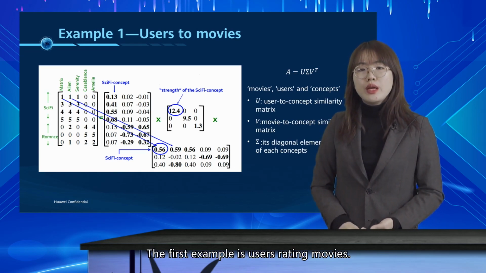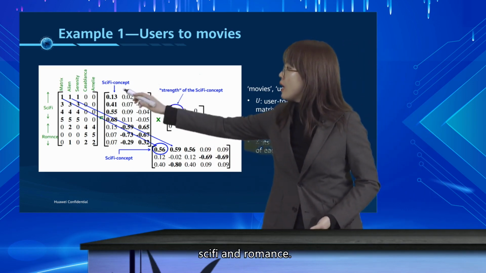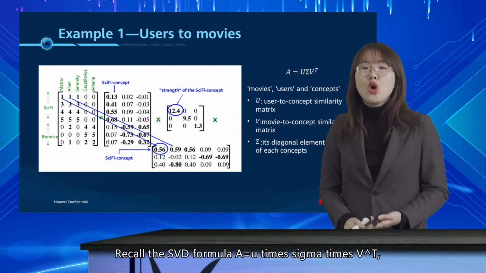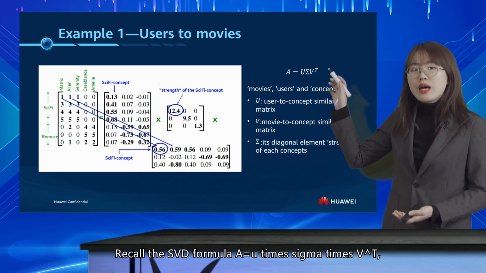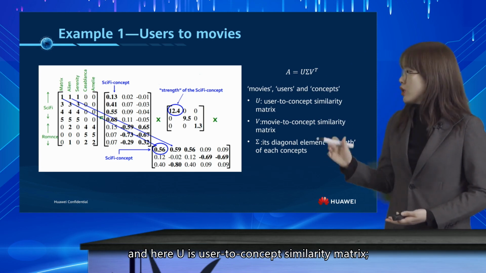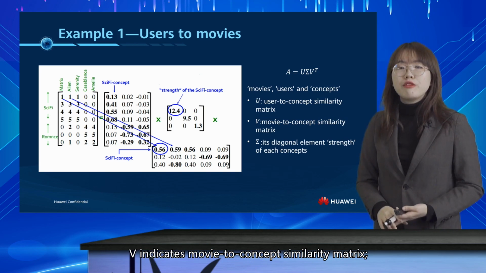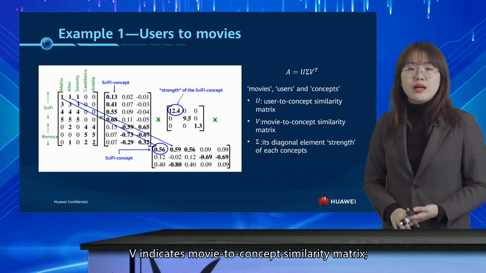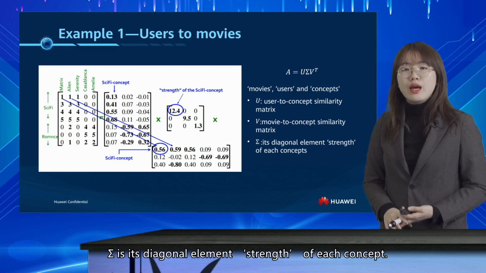The first example is users renting movies. There are two types of movies in concept: sci-fi and romance. Recall the SVD formula, A equals U times sigma times V transpose. Here, U is the user to concept similarity matrix. V indicates the movie to concept similarity matrix. Sigma's diagonal elements are the strength of each concept.